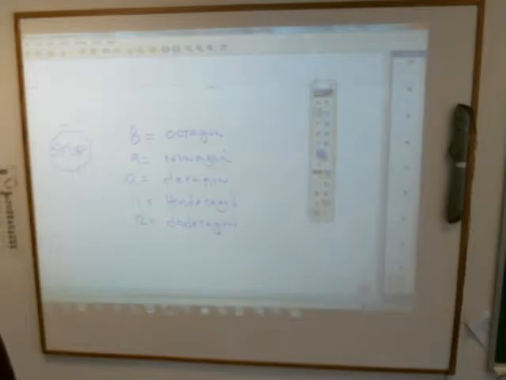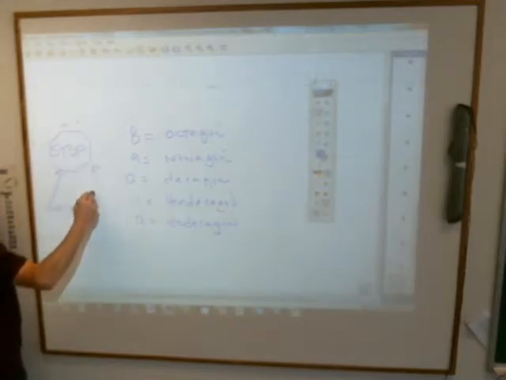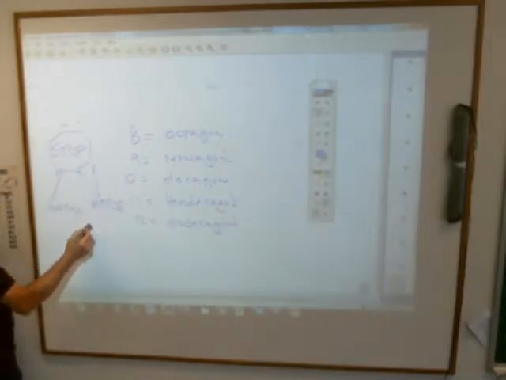A couple other things with polygons. The corners of polygons are called what? One is a vertex. The plural of vertex is vertices. Those are the corners.